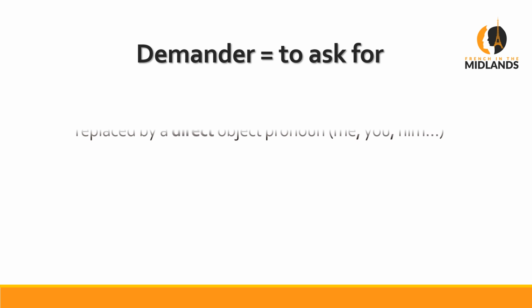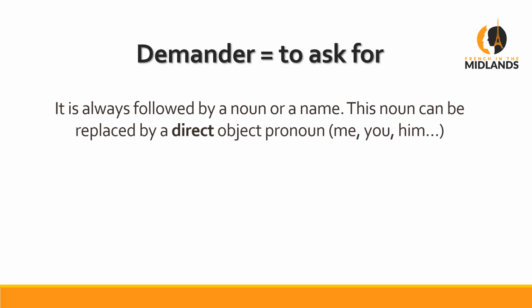Now let's start with demander, which is to ask for. The for is already built into demander, so you don't need to add anything. Certainly don't need to add pour, because that would mean to ask for for. To ask for, demander, is always followed by a noun or a name. So an object or a name. This noun can be replaced by a direct object pronoun. A direct object pronoun is me, you, him, her, them, etc.